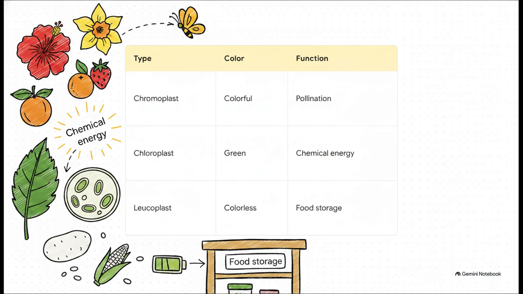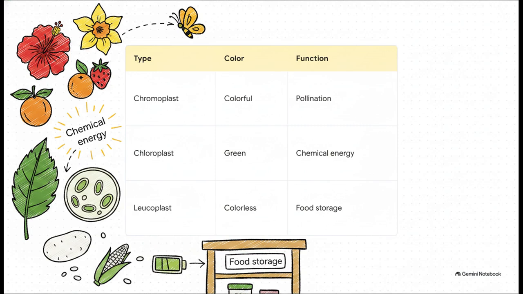First up, we have chromoplasts. These are non-green, highly colorful plastids. We're talking vibrant reds, oranges, and yellows, and their primary function is to give striking color to flowers and fruits, which heavily aids in pollination. Second is the chloroplast. These contain the green chlorophyll and perform the absolute magic of converting light energy directly into chemical energy.